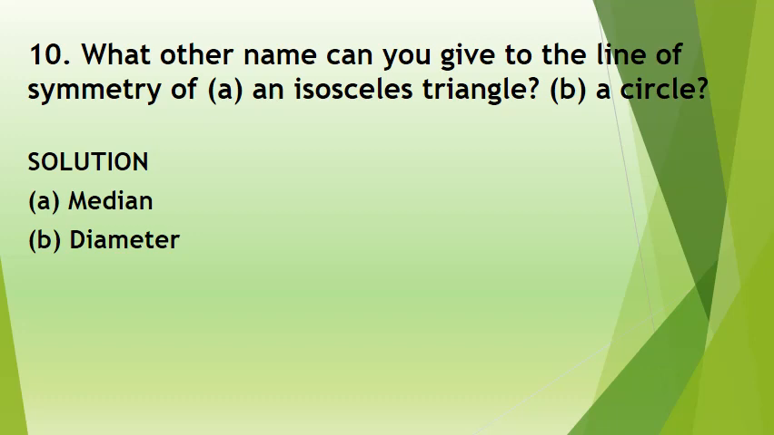Similarly, in the case of a circle, we can draw infinitely many lines of symmetry, and each line of symmetry is known as the diameter of the circle. So our question, what other name can you give to the line of symmetry of an isosceles triangle, is median, and for the circle it is diameter.